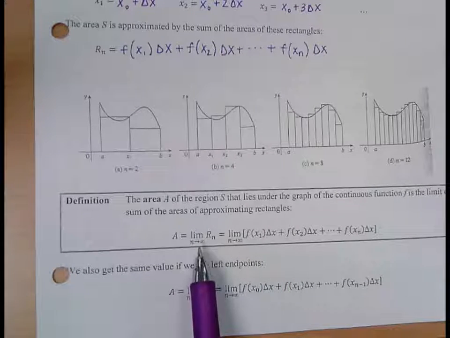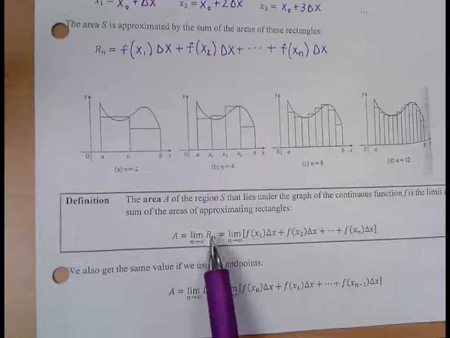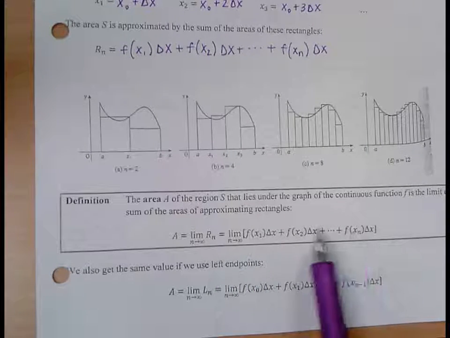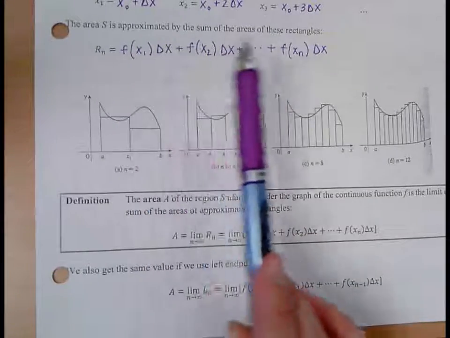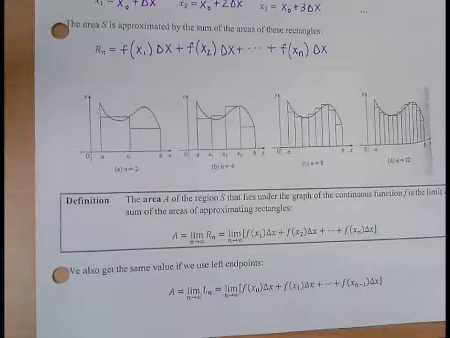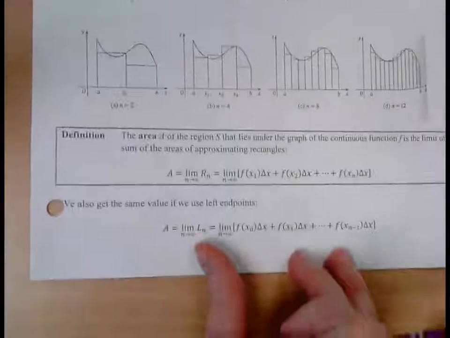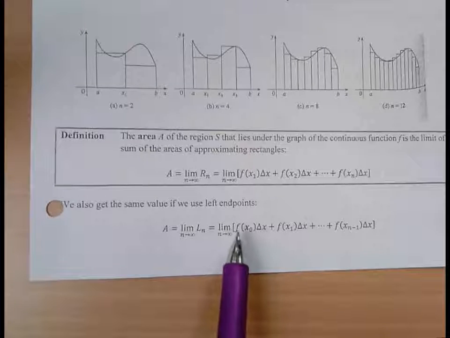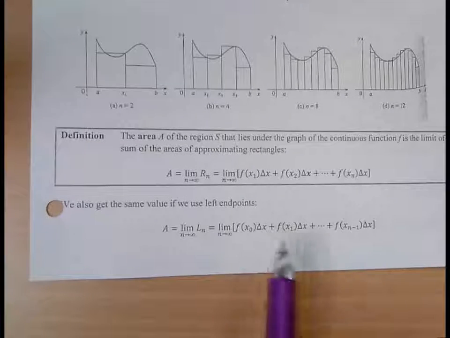So it would be the limit as n approaches infinity of the right endpoints. Aside from the limit, this is the formula we just wrote above for r sub n. But again, you will not be taking limits. You just have to understand that it is a limit. But then it says you also get the same value if you use left endpoints. So I just want to point out how this is different here.